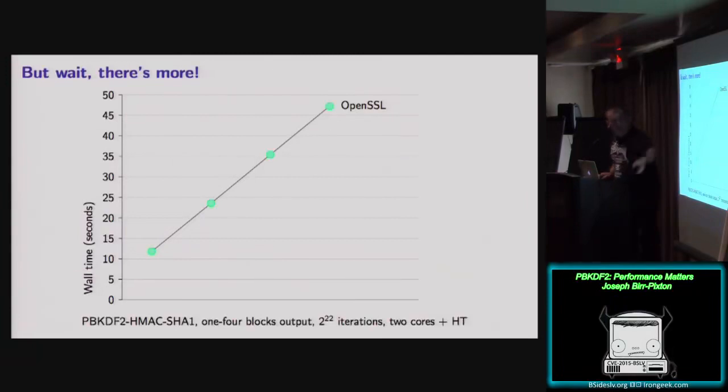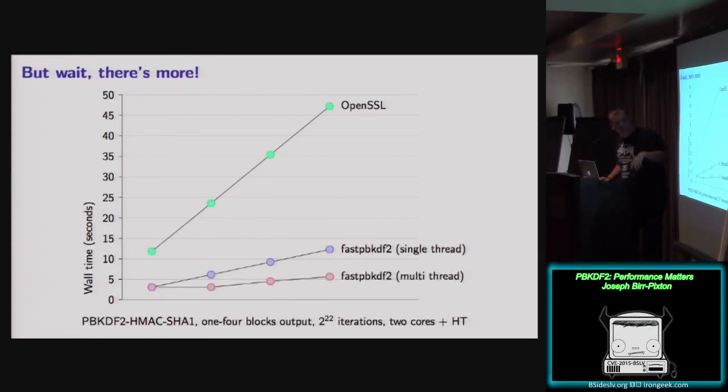So here we've got OpenSSL for 1, 2, 3, 4 blocks. This is wall time now, not CPU time. And it's about 12 seconds, which was what on the last slide, and then 24, and so on. And then same thing, single thread, so the slope is less because it's quicker. And then multiple threads, so this is on a 2-core machine.